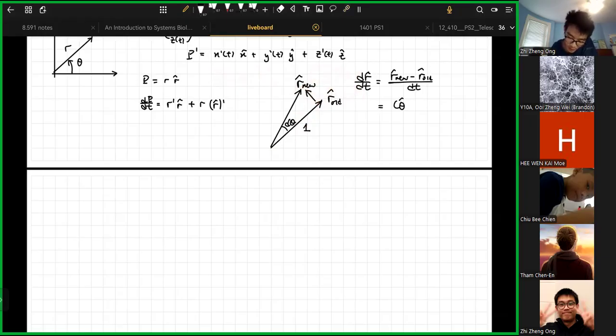So it's theta hat d theta over dt. So d r hat dt is theta hat d theta dt, and sometimes you write this just as theta hat theta prime. So this is going to be r prime r hat plus r theta prime theta hat.